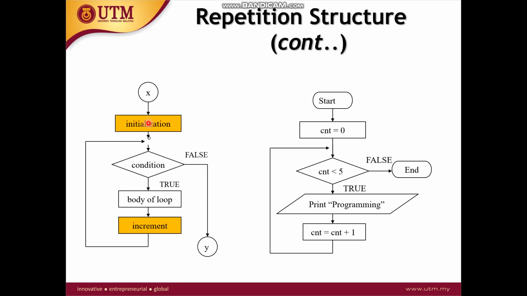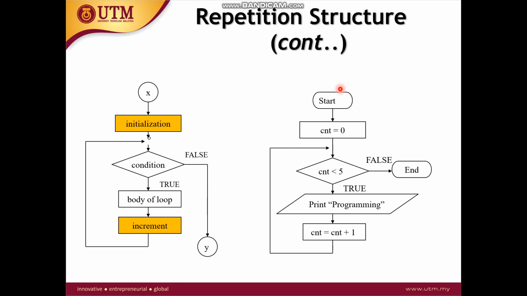Look, it is the same as this one. We are initializing some count or something like that, and it comes to this condition. If it is true, this body is executed and the counter is incremented, and it comes back again and checks again. If it's true, this loop continuously executes itself, and when it goes to false, the algorithm goes to another part of the flowchart.